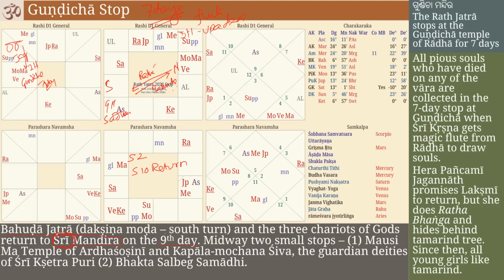But in the midway, he is taking 2 small stops. 2 very, very important stops in the Bahuda Yatra. First one is called Mausima temple. That means auntie temple is Mausima temple.